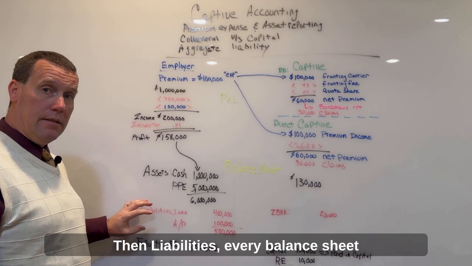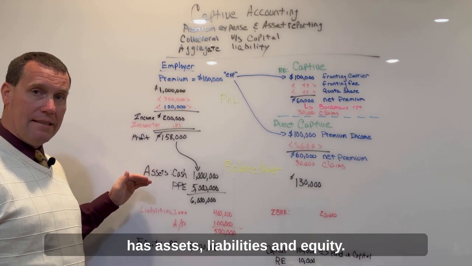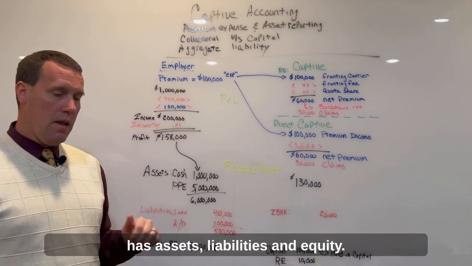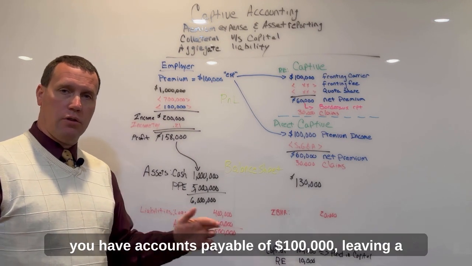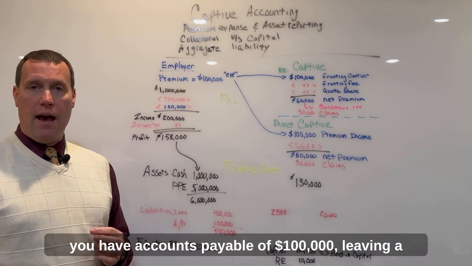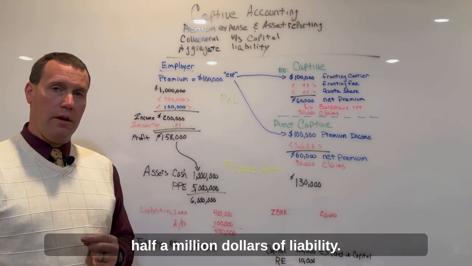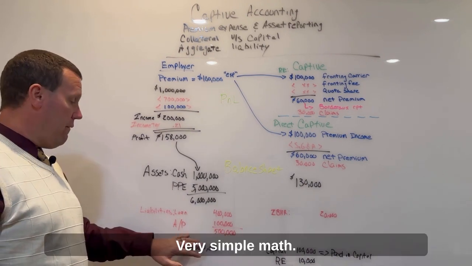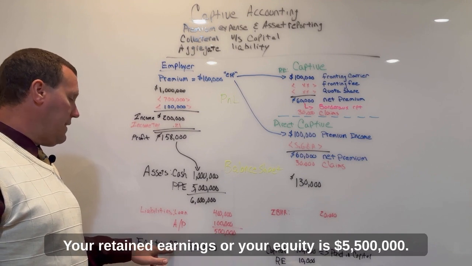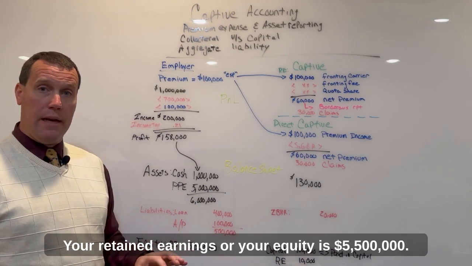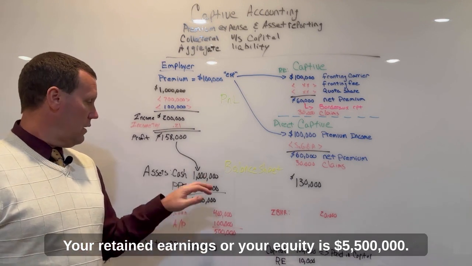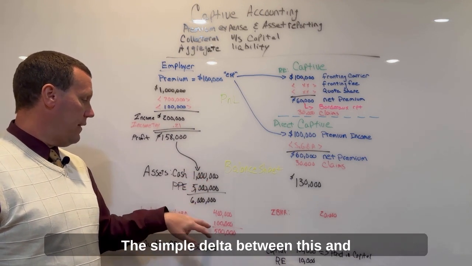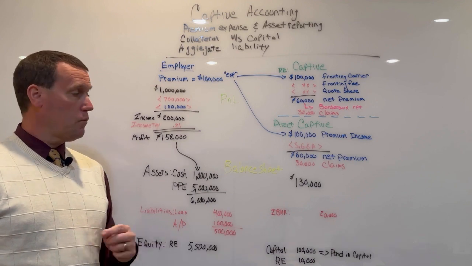Then liabilities. Every balance sheet has assets, liabilities, and equity. Let's assume that there's a loan outstanding and you have accounts payable of $100,000, leaving $500,000 of liability. Very simple math. Your retained earnings or your equity is $5,500,000. The simple delta between this and that, $5.5 million.